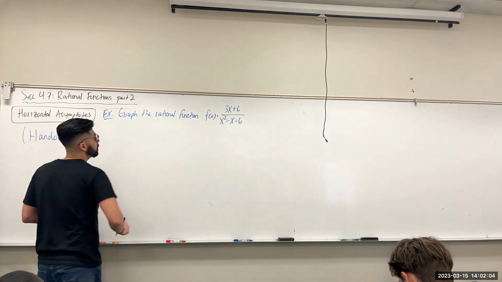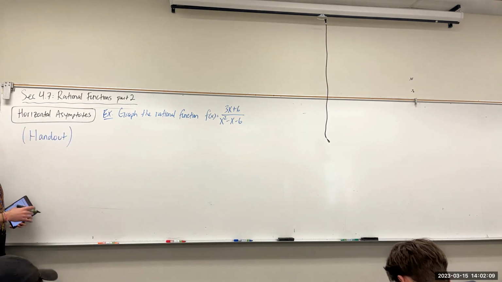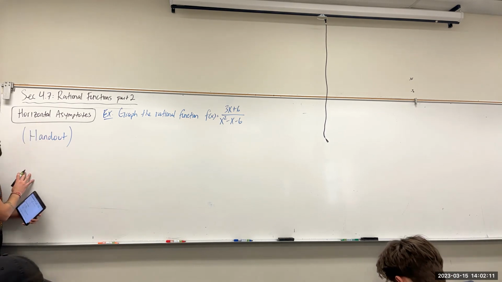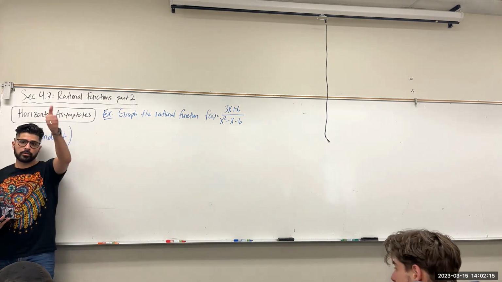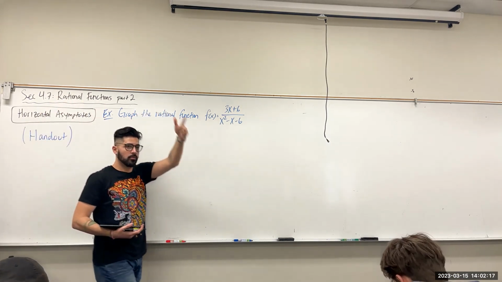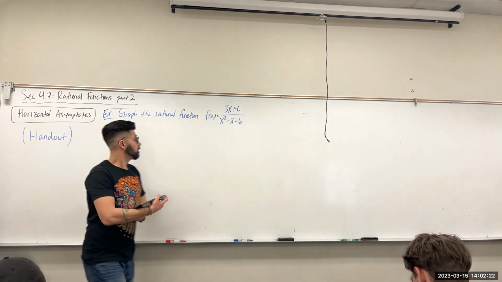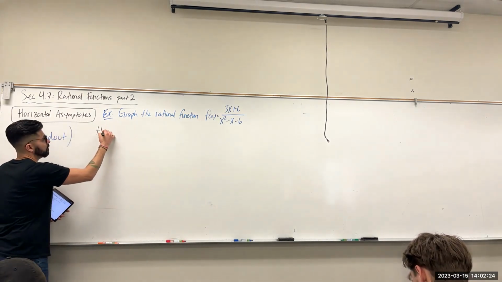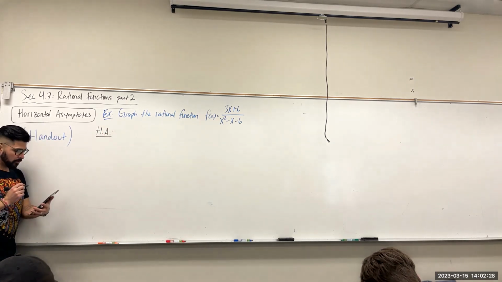So let's practice what we just did right now with the horizontal asymptotes. We're going to have to find the horizontal asymptotes, vertical asymptotes, y-intercepts, and the x-intercepts. So it's kind of a lot of stuff. Let's organize this a little bit. Let's do horizontal asymptotes first.